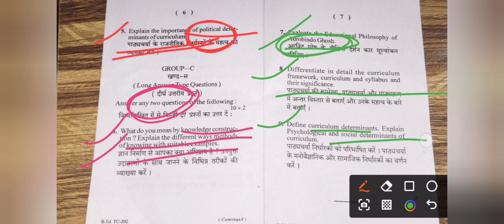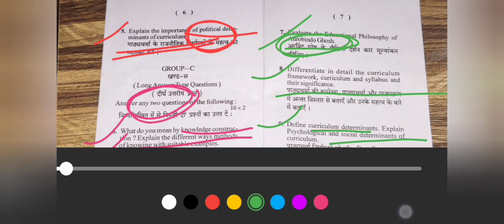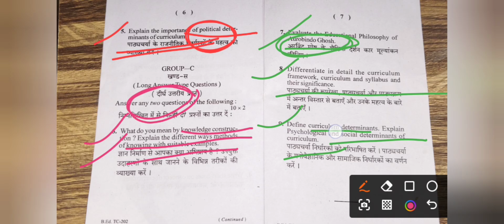Moving toward question number 9, define curriculum determinants, explain psychological and social determinants of curriculum. Here the particular mention is psychological and social determinants of the curriculum. There are many determinants of curriculum, but here it is specifically mentioned that we have to explain psychological and social determinants of the curriculum. Okay, that's all.